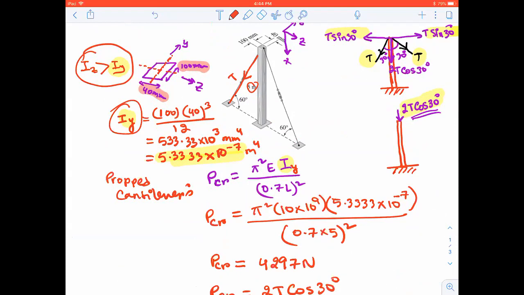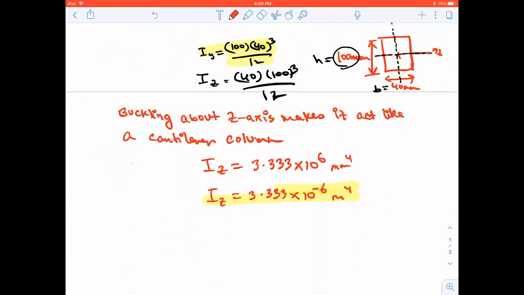We cannot just take our decision based on which axis has the least moment of inertia. We cannot decide based on that, because it is acting as a different column in two different axes. So it is acting as a propped cantilever when considering buckling about the y-axis, whereas it is acting as a free cantilever column when considering buckling about the z-axis.